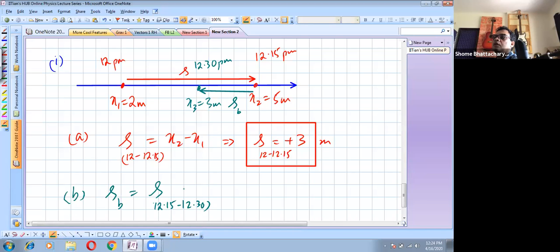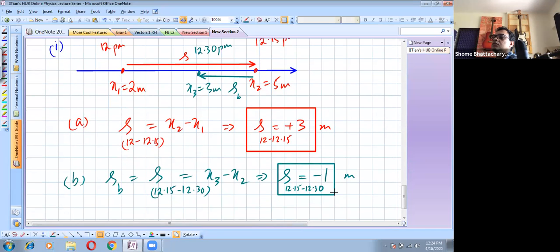So that, as you can see, should be x3 minus x2. So the displacement, this one, should become -1 meters with the proper algebraic sign. So that is how we get the answer for the second.